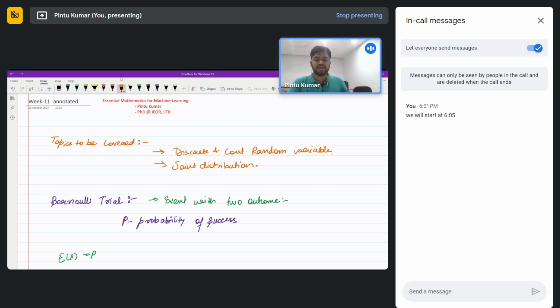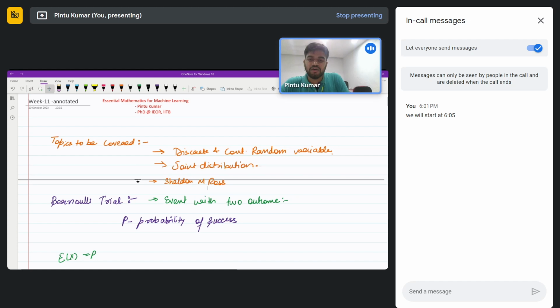One thing that I mentioned in the last class also: there is a book by Sheldon Ross, titled Introduction to Probability and Statistics for Engineers and Scientists. This is a pretty good book to solve a lot of examples and to clarify your topics. So if somebody is interested, he or she can refer to that book.